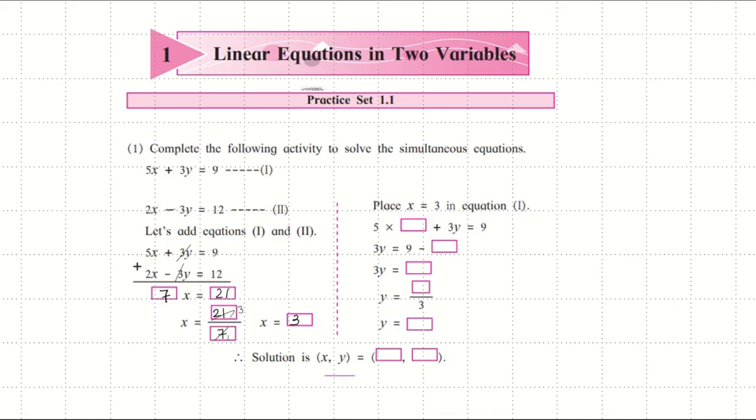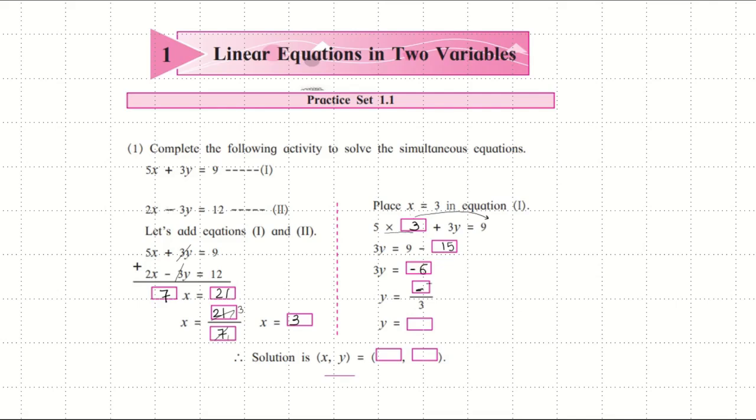Now we will place this value x = 3 in equation 1. So 5x, where x is 3, plus 3y is equal to 9. 5 into 3 is 15. This 15 will come to the right hand side, so it will become minus 15. Whenever a positive sign is coming to the right hand side, it will change its sign. The positive will become negative and negative will become positive. So 9 minus 15, that is 6, and it will be minus 6, the sign of the bigger number.